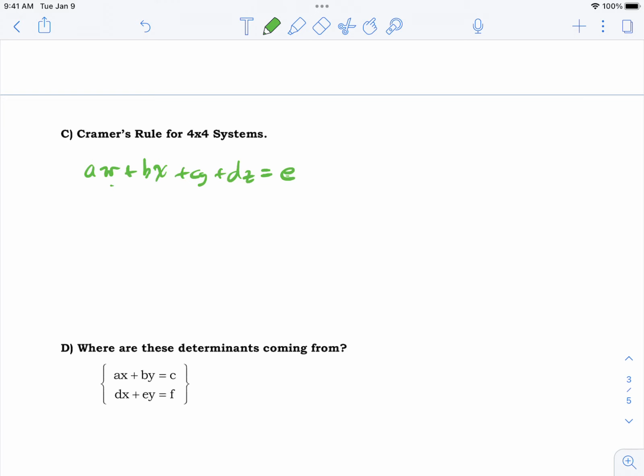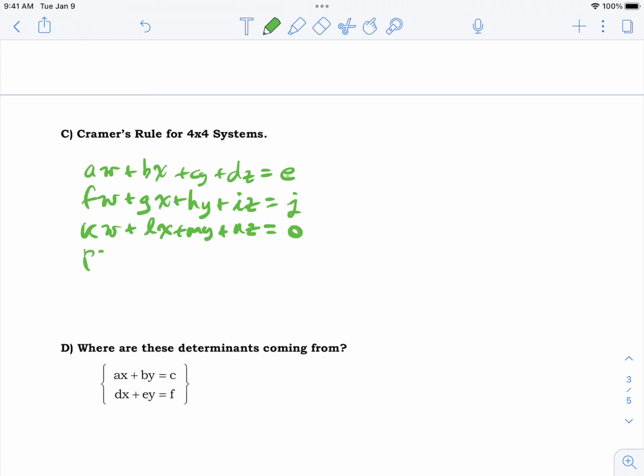So that would be one equation, and then you'd have, let's see, where are we? FW plus GX plus HY plus IZ equals J. And then you'd have KW plus LX plus MY plus NZ equals, that's supposed to be an O, not a 0. PW plus QX plus RY plus ST equals a U. But at least you know how to write the solution, right?